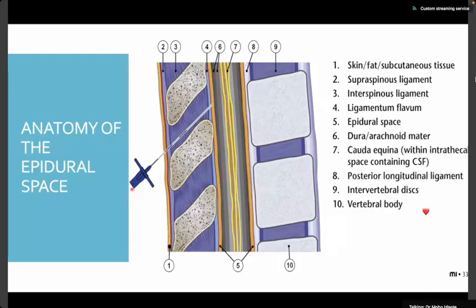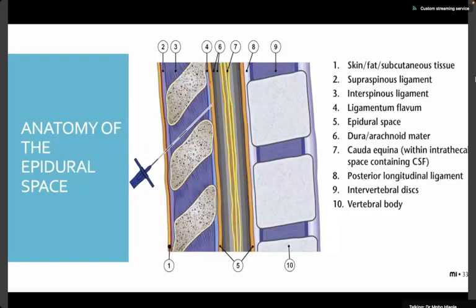Okay, so let's talk about the anatomy of where the epidural space is, because we need to make a distinction between where the epidural space is and where your spinal needle is going. So you need to understand. Number one is your skin. Number two is your supraspinous ligament. Number three will be your interspinous ligament. And then you get your ligamentum flavum. And just after your ligamentum flavum, you get the epidural space.